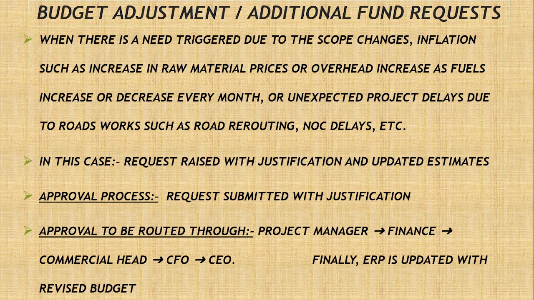Approval process. Request submitted with the justification. Approval to be routed through project manager, finance, and then goes to commercial head, CFO, and then CEO. Finally, ERP is updated with the revised budget.